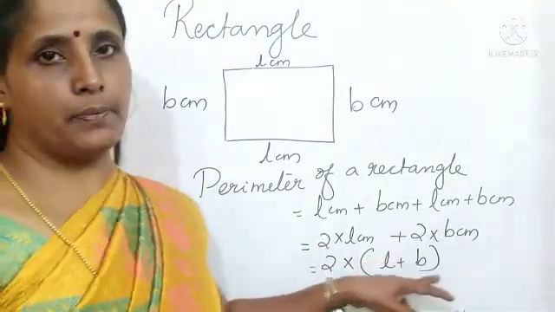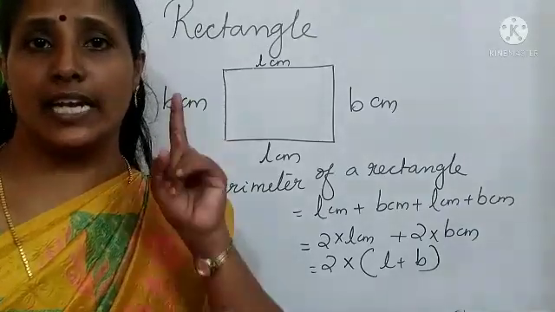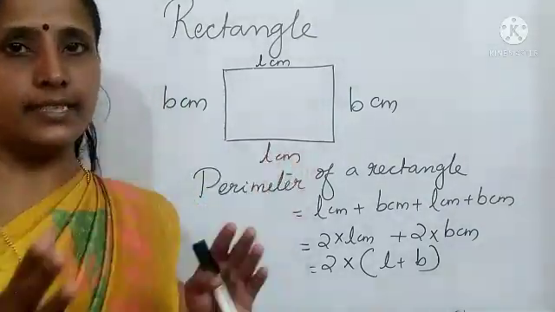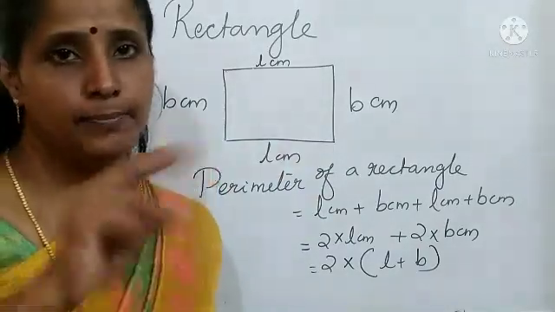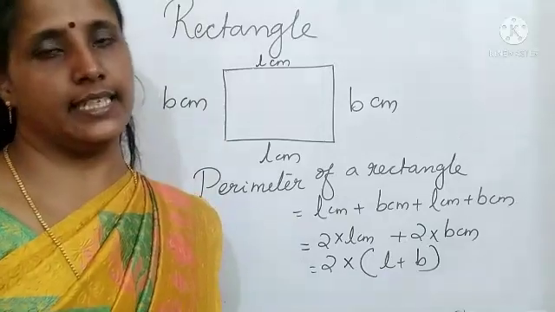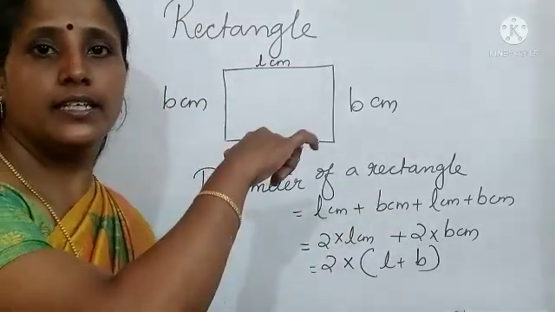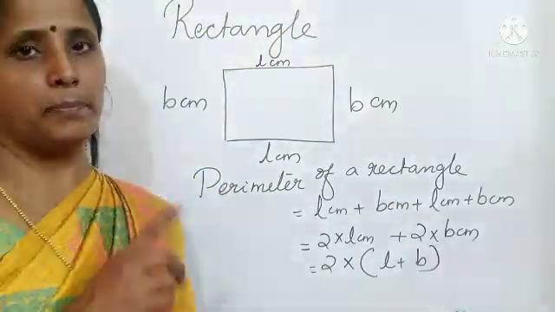2 into length plus breadth. Perimeter of a rectangle is equal to 2 into length plus breadth. That is the meaning. We need to add the length and breadth. After that getting the sum, you need to multiply with 2. Understand? That is the formula to find out the perimeter of a rectangle. Understand? Using this formula, how can we find out the perimeter?